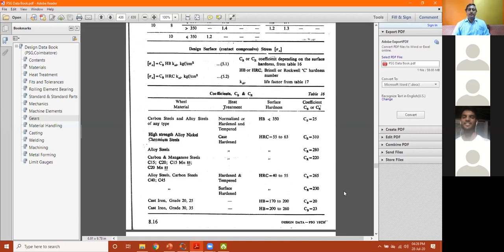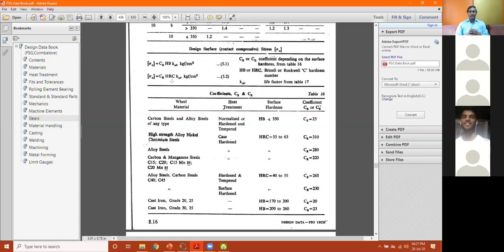Here we can see a table which shows the design surface or contact compressive stress, how to find this value, in square brackets meaning design value, design sigma c. So sigma c is equal to Cb into HB into KCL in kgf per centimeter square, or there is another equation, Cr into HRC into KCL. These two relations are on the basis of Brinell hardness number or Rockwell hardness number.